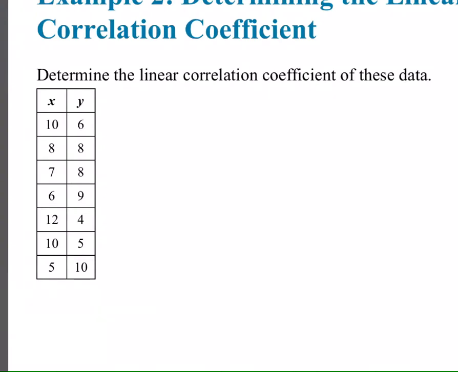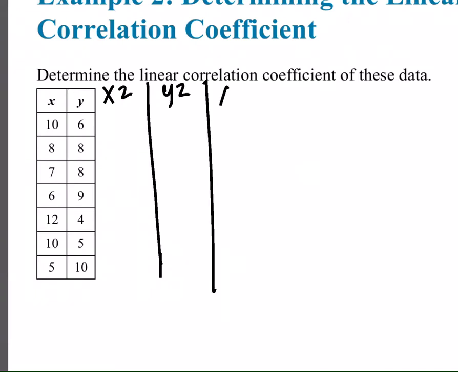When I'm given an X and a Y, I need to do other things. I need to find a couple of new columns. So I'm going to find X squared, I'm going to find Y squared, and I'm going to find X times Y. I'm going to do that because that is part of my formula, and I'll show you what that is again. And then I want to find the sum of all of these.